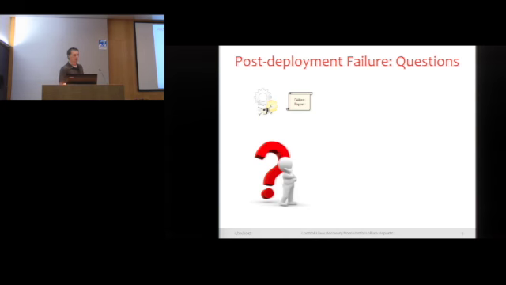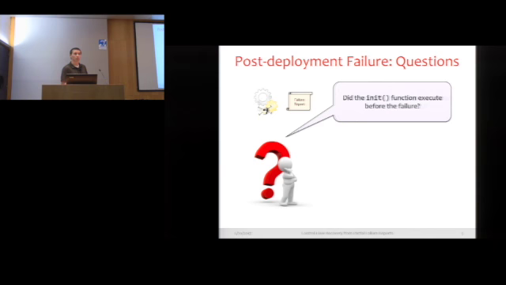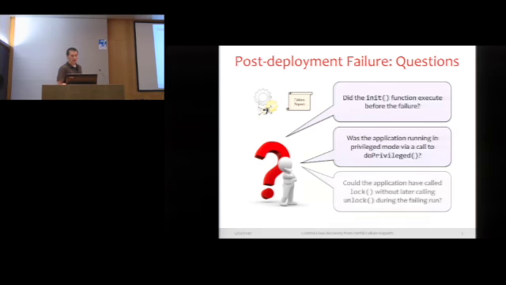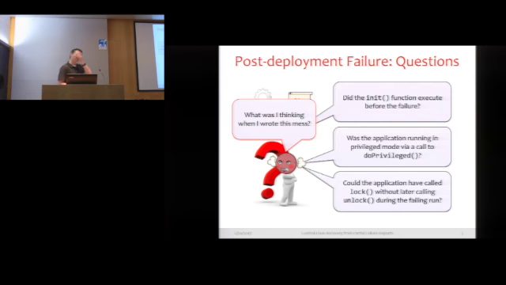For example, you might wonder, did the application call appropriate initialization routines? Did the application ever enter a privileged context? Could the application have locked a stream without later unlocking it during the failure? Or perhaps, what was I even thinking when I wrote this code? Well, okay, so this last one's gonna be out of scope for this work.